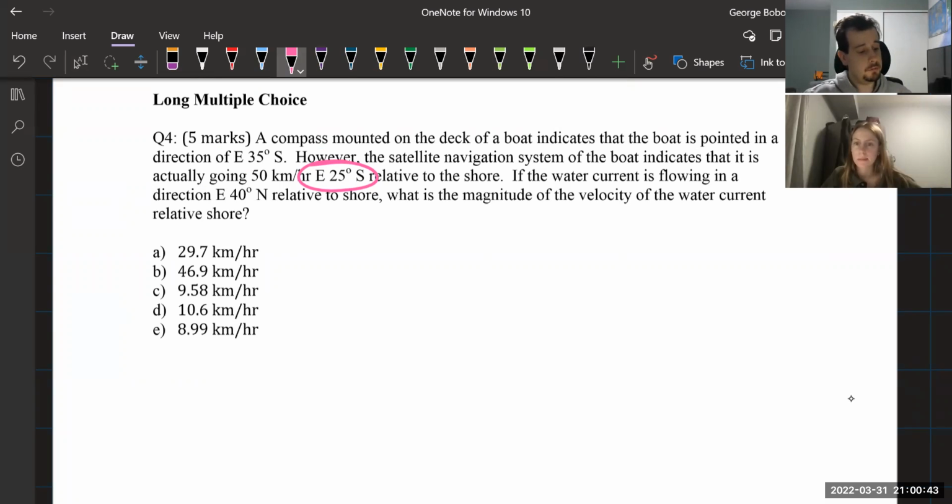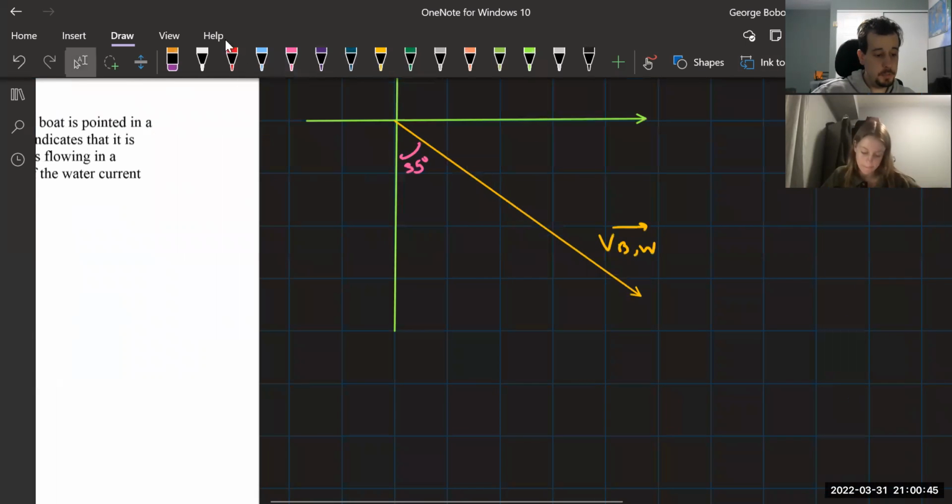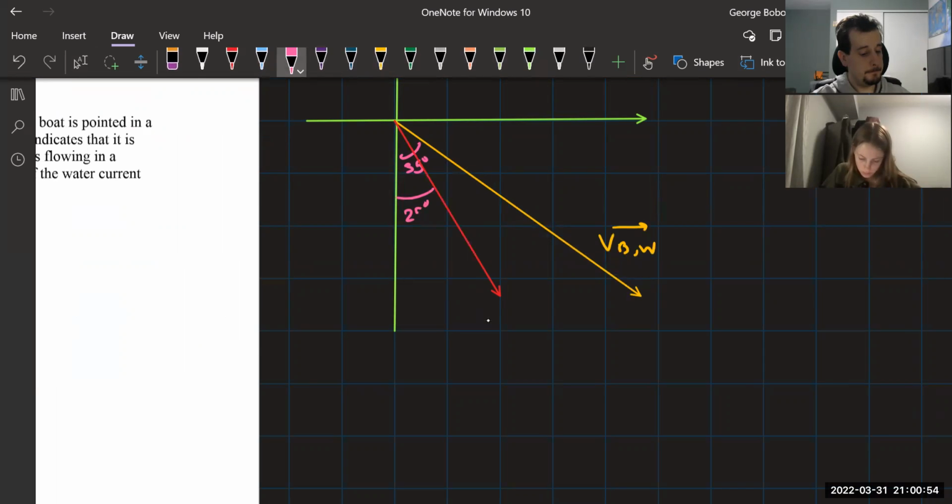So east 25 of south, we got it to be over here. Okay, so that's 25. And this is VBG, because the satellite is tracking what you're doing with respect to the earth, the ground.